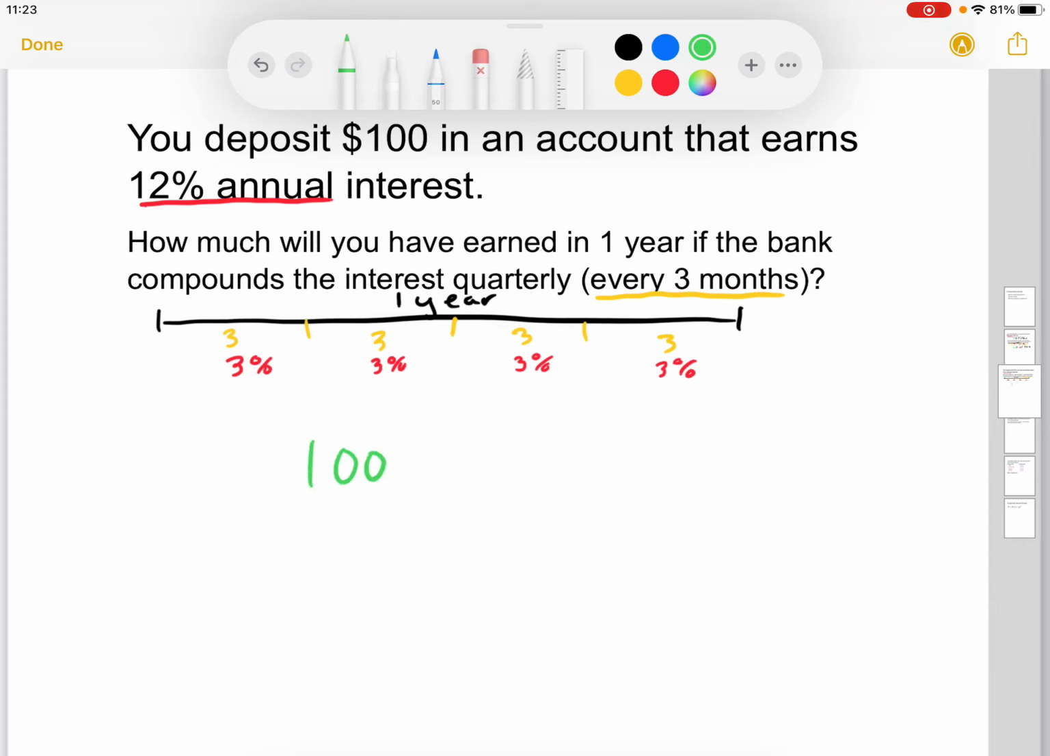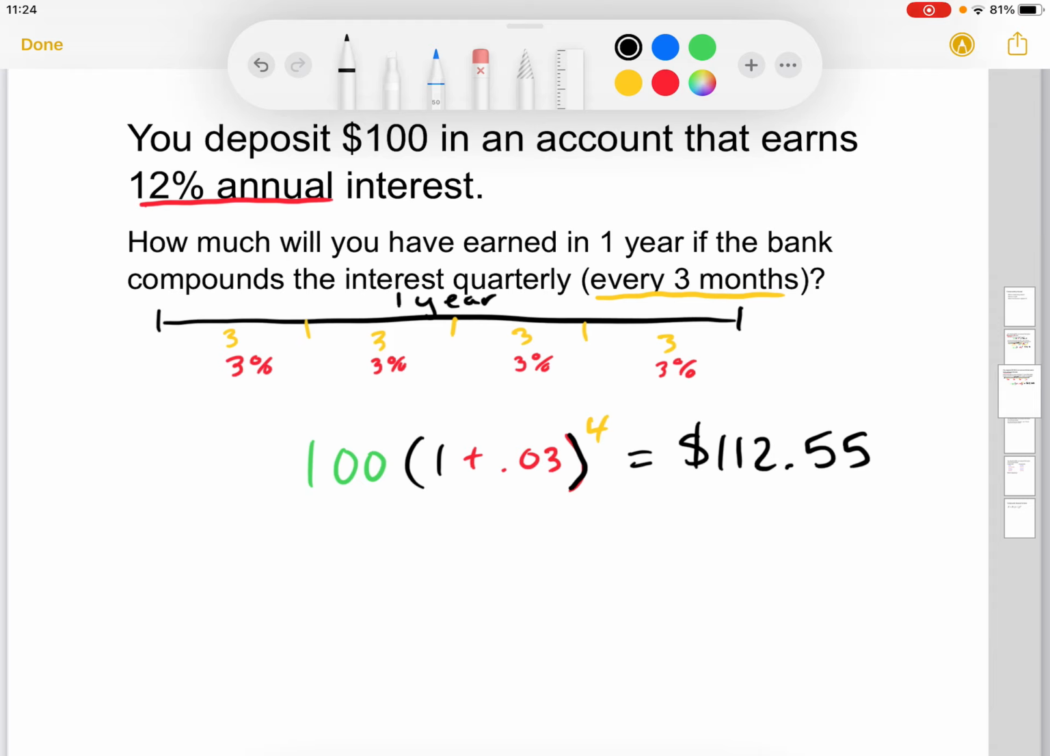So this is going to become 100 times 1 plus 0.03 to the 4th. Now, because we're having 4 sets of 3 months, or 4 quarters in the year. And in this case, we're going to earn $112.55.